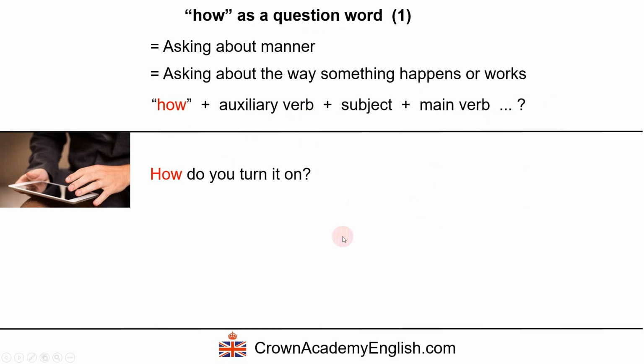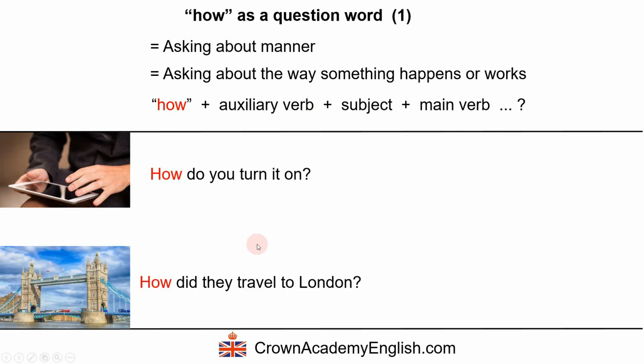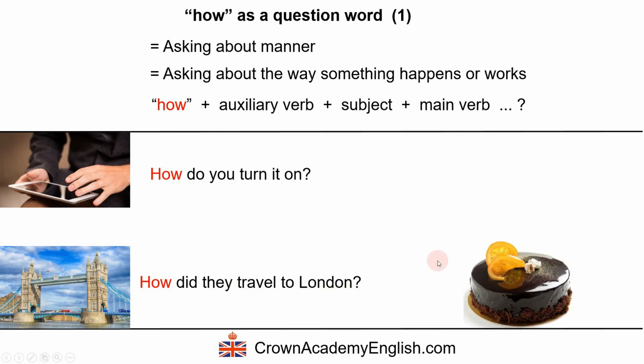Example. How do you turn it on? How did they travel to London? How did you make this cake? So in all of these questions, we're asking about the manner or the way that something happens or works. So here we're asking about the way that something works. How do you turn it on?